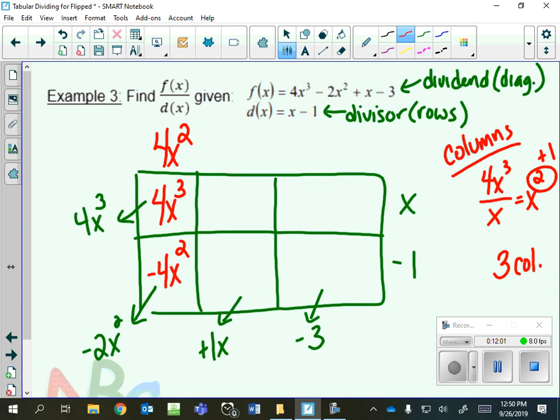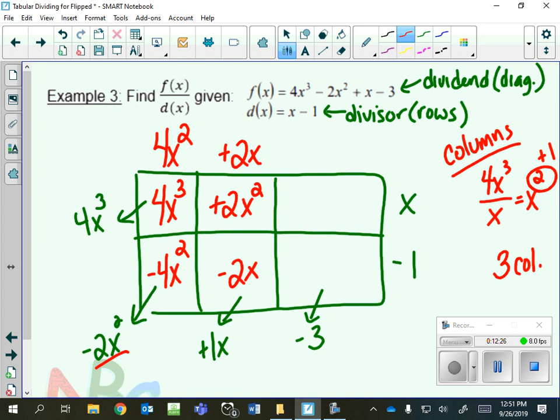That diagonal needs to total to this output of negative 2x squared. So I need to have a positive 2x squared. What times x gives me a positive 2x squared? A positive 2x. I have a top piece, I multiply. 2x times x is 2x squared. 2x times negative 1 is negative 2x.